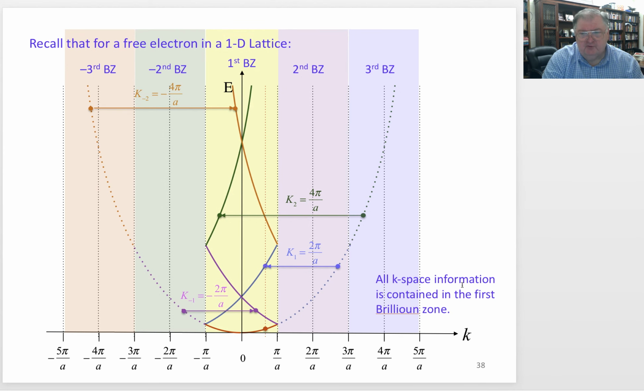All k-space information is contained in the first Brillouin zone. Okay? So all the values of k here in the yellow are your values of k prime, but you've got to remember to add on your k1 or your k2 when you're computing the energy. See, that's automatically happening with the way I constructed this image, because this is already elevated up. So when I move it over, that all works.